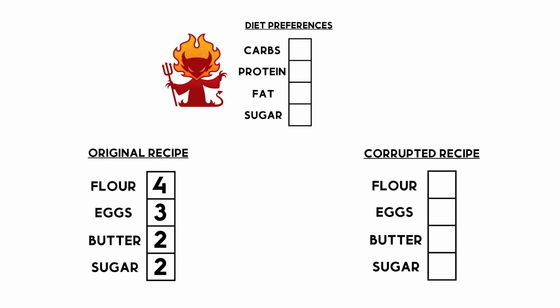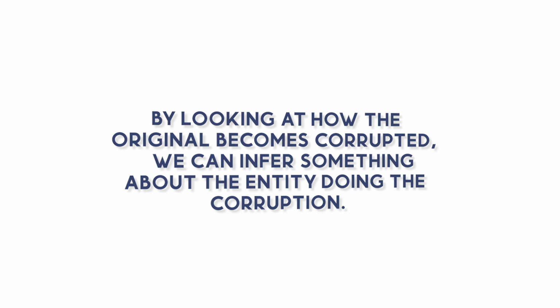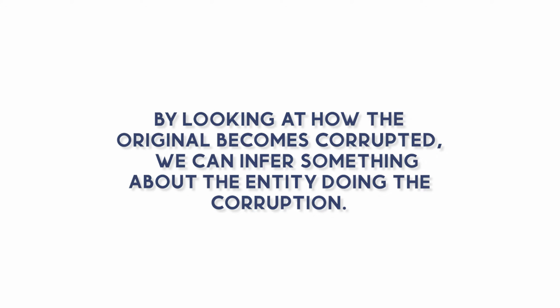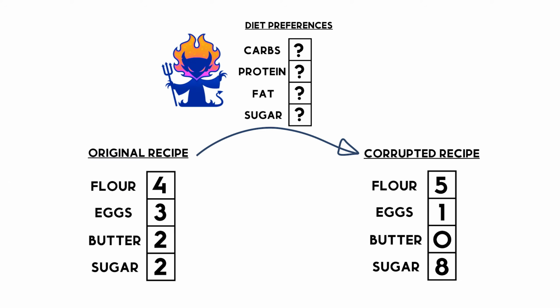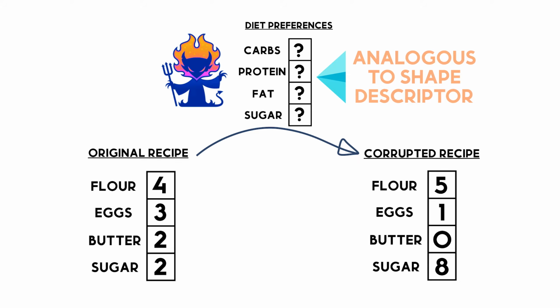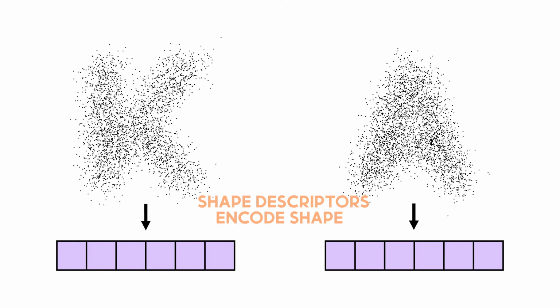So over time, we start to say, okay, devil A, we're going to call him the keto devil. We're going to reduce his sugar in his preferences. And the other one we're going to call the vegan devil. We're going to reduce his protein and fat. So what I'm trying to show here is that by looking at how the original becomes corrupted, you can start to infer something about the entity that's doing the corruption. In the real model, this diet preferences vector is analogous to the shape descriptor vector. This shape descriptor vector is encoding something about the shape of the point cloud.